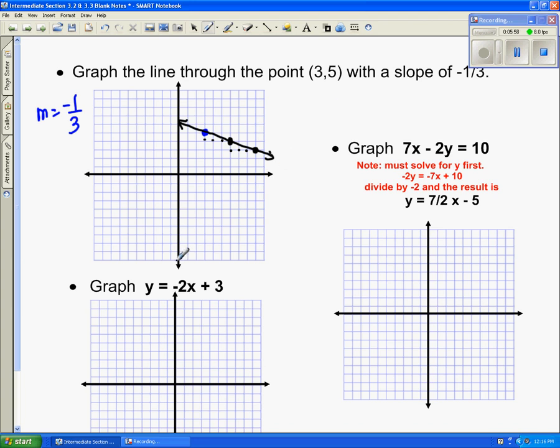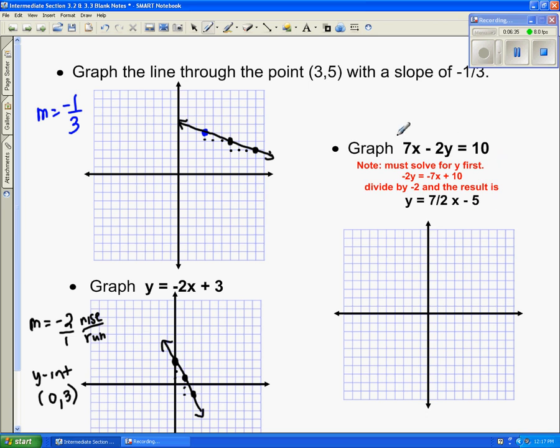Number 2 says graph y equals -2x plus 3. The slope of this equation is -2, which is the same thing as -2 over 1. And the y-intercept is the ordered pair (0, 3). I'm going to start at my y-intercept (0, 3), which is right here, and now I'm going to apply my rise over run. I'm going to go down 2, right 1, down 2, right 1, down 2, right 1, and then draw a line through that also.